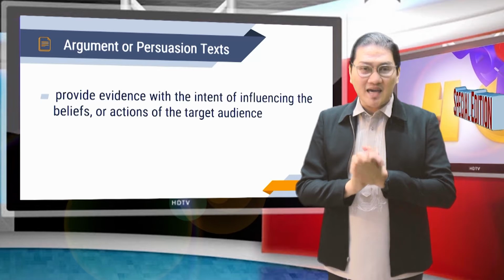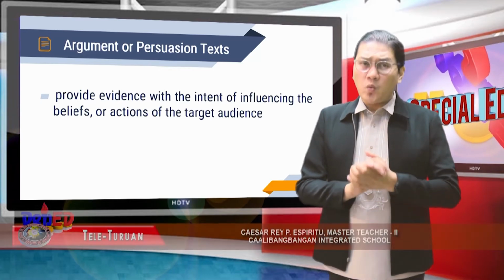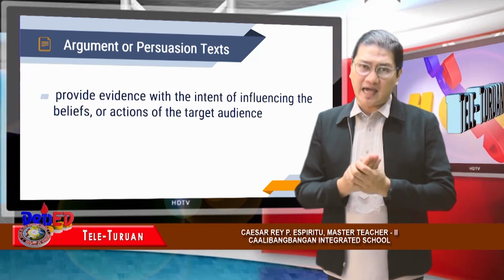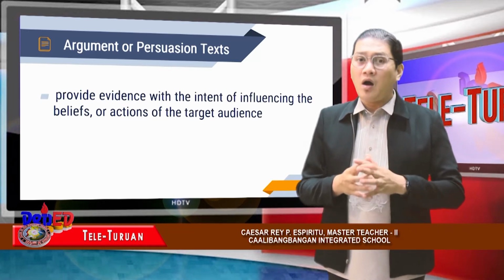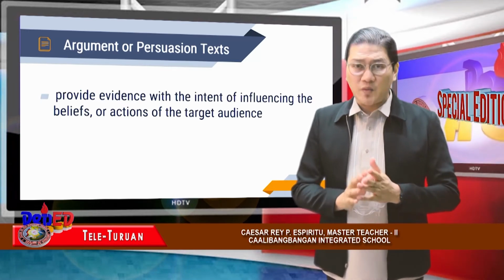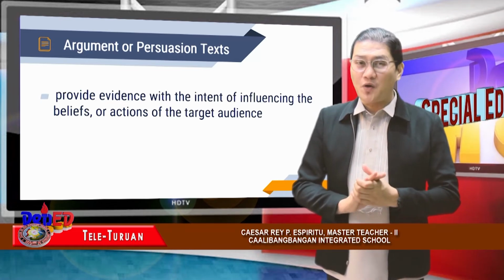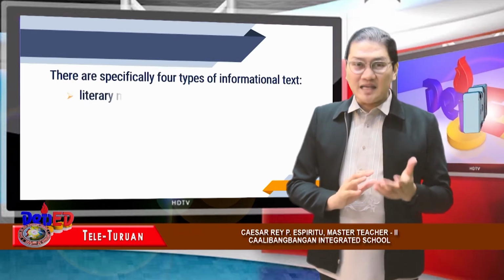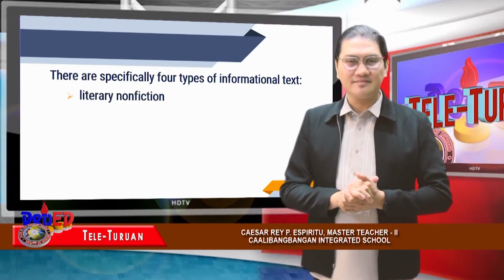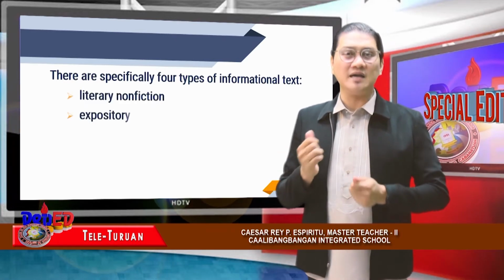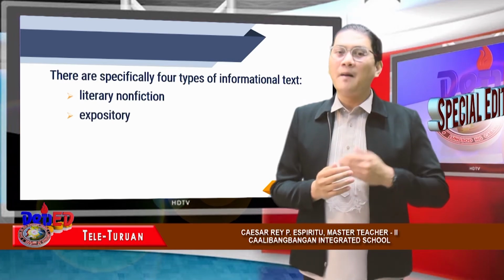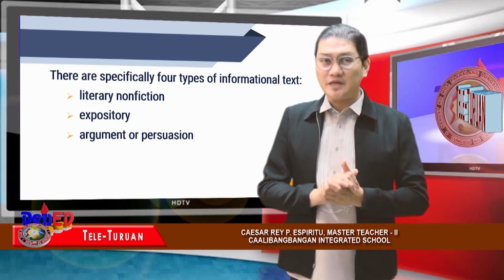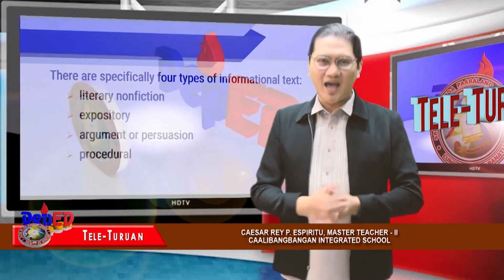Wow! We did it! We already know the 4 types of informational text. Now, all together, let us recall. What are those again? Literary nonfiction, expository text, procedural text, and argument or persuasion text.